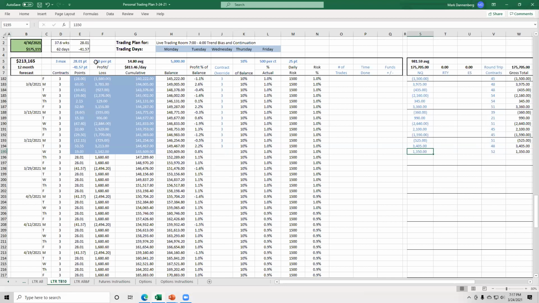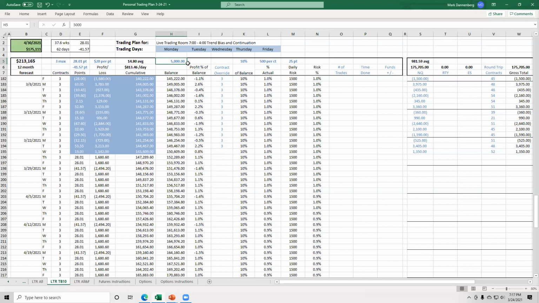The second category, which is 7 to 4, we're also 37.6 weeks in. We have 62 losing days in this category. The run rates are 28.01 on our winning days and negative 41.57 on our losing days. We have those values now in our forecast field. I did that a little earlier today. We also are capped at 3 contracts as our maximum contracts, and the forecasted value is $213,165. That is an account also that started with $5,000.